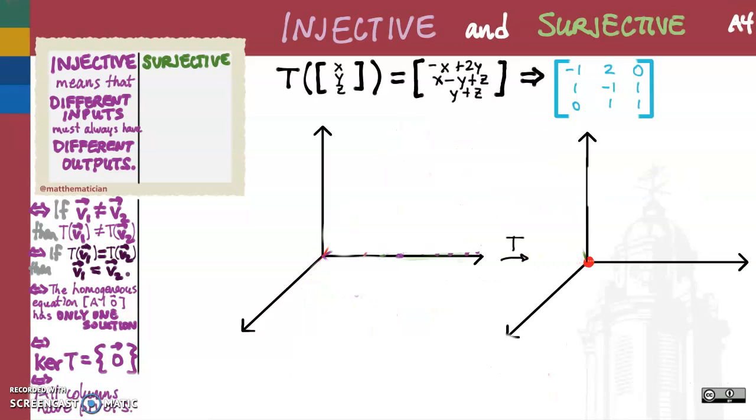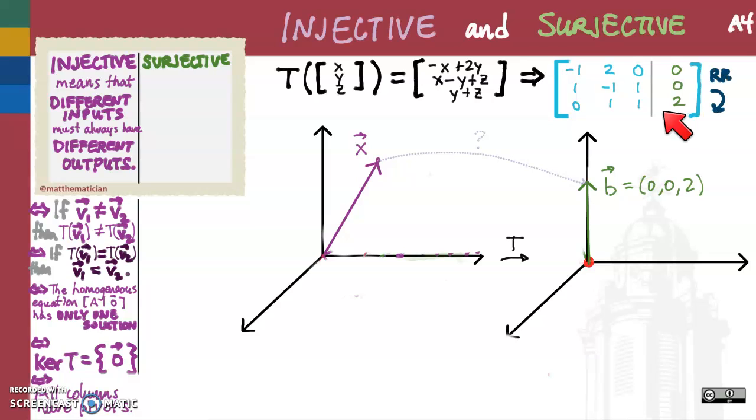Now, let's reset ourselves and imagine the situation where I want to solve the linear equation T x equals b, and I'm going to choose the vector 0, 0, 2 as my b. So this is going to be my right-hand side. So I'm picking a vector here in my codomain, and I'm asking, is there some vector x in the domain for which T of x is equal to 0, 0, 2? In other words, if I try to solve this augmented matrix equation, am I going to find a solution?